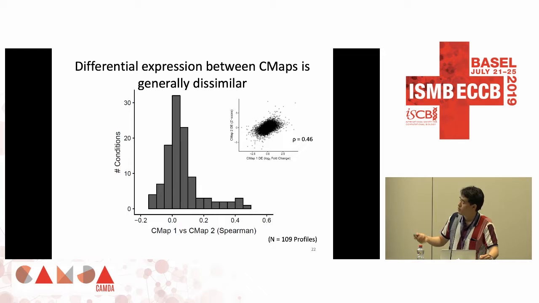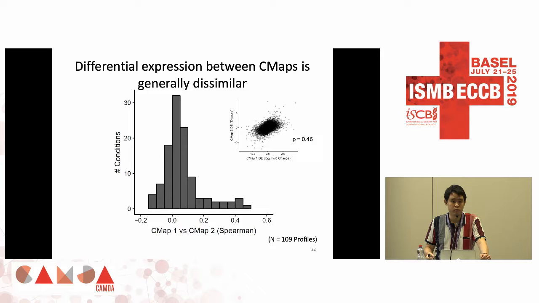This is one element in this huge histogram of 109 profiles or conditions. And we can see on this histogram that the mean of the distribution is basically zero, which means that there's very limited agreement between both CMAPs in terms of differential expression.